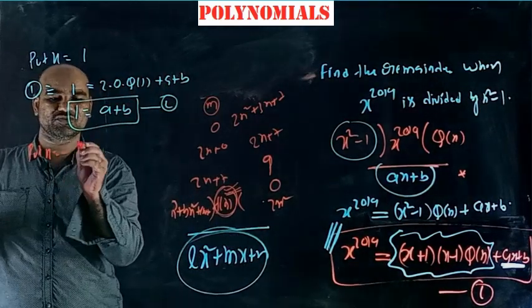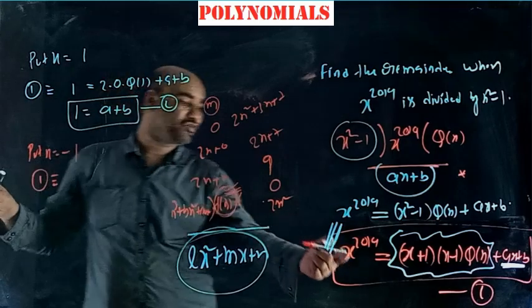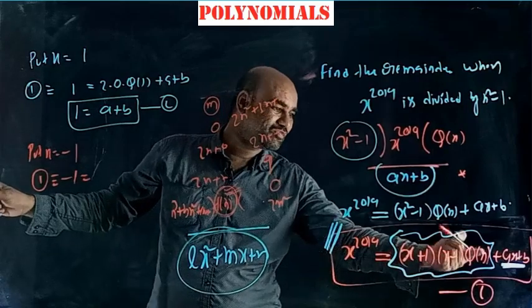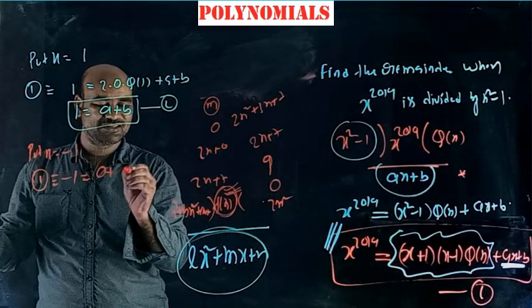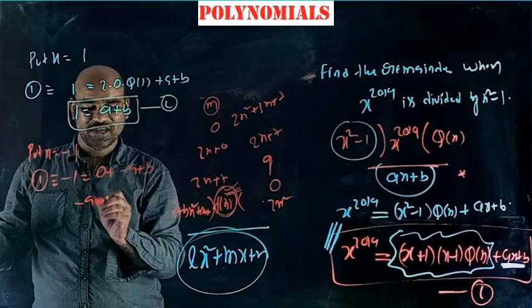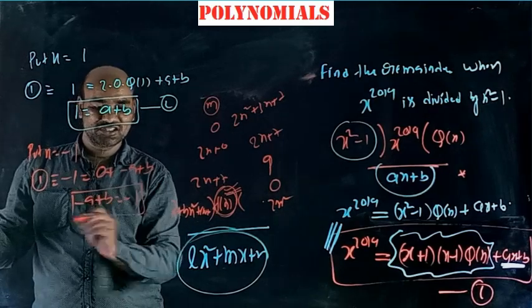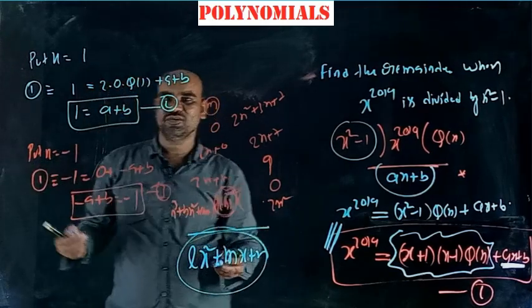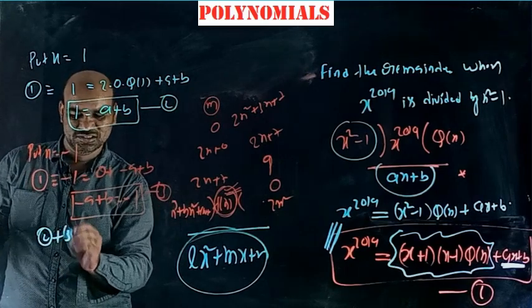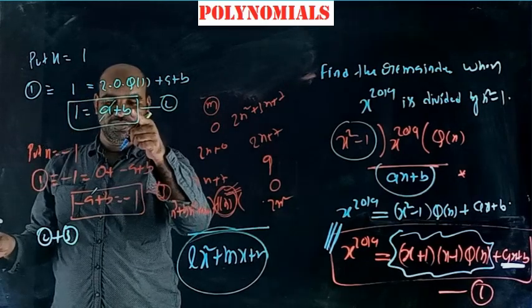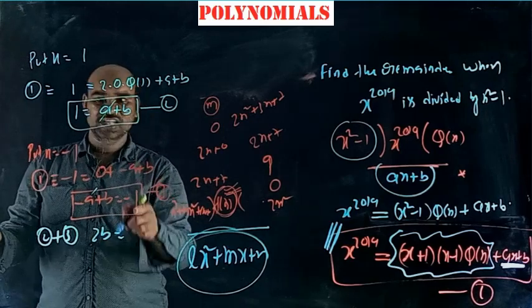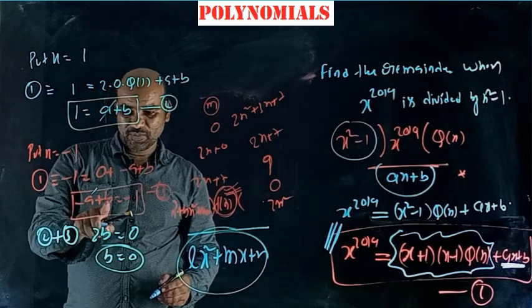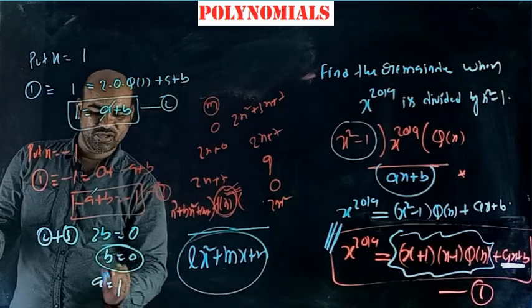Put x equal to minus 1. Then the first equation becomes minus 1 power 2019, which is minus 1 only. Minus 1 equals minus 1 plus 1, that is 0, 0 into something is 0, plus minus a plus b. So minus a plus b equals minus 1. This is result number 3. By using results 2 and 3, I can find the a and b values. Observe here, 2 plus 3 added, a gets cancelled, b plus b is 2b equals minus 1 plus 1, which is 0. So b equals 0. If b equals 0, then what happened? a equals 1.